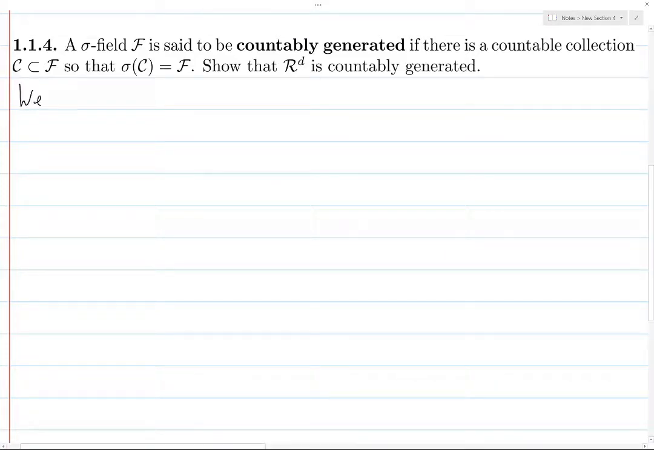Alright, so for this problem, we must find a countable (I'll use this to abbreviate countable) set C such that the sigma field generated by C is the Borel sigma algebra on R^d.